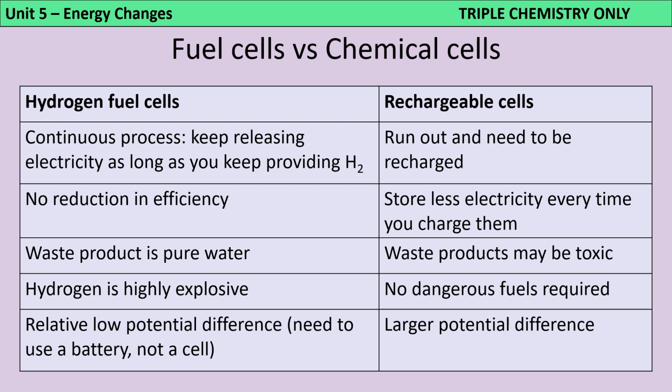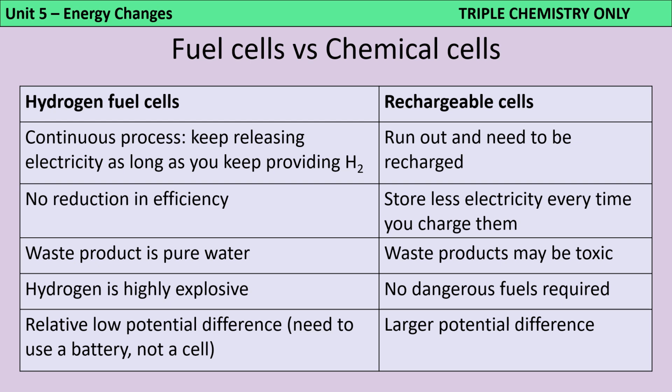versus rechargeable chemical cells. So hydrogen fuel cells are continuous, we're pumping in hydrogen fuel all the time and they can just keep going and going, whereas rechargeable batteries are going to run out and need to be recharged. And so that means that hydrogen fuel cells maintain their efficiency the whole time, whereas rechargeable cells gradually get less and less good the more you use them. So if you think about your phone battery and how when you first got your brand new phone, it lasted for ages, but by the time you're ready for a contract upgrade, it's not even lasting the whole day.